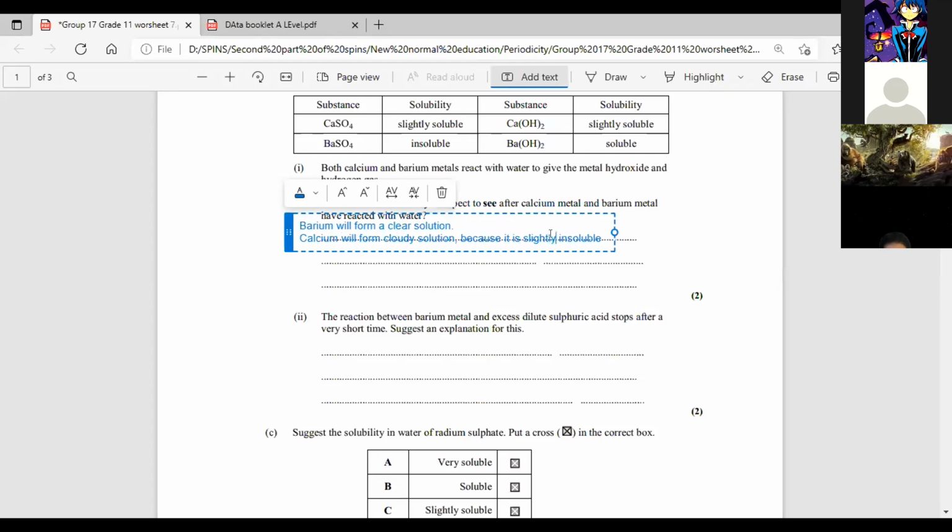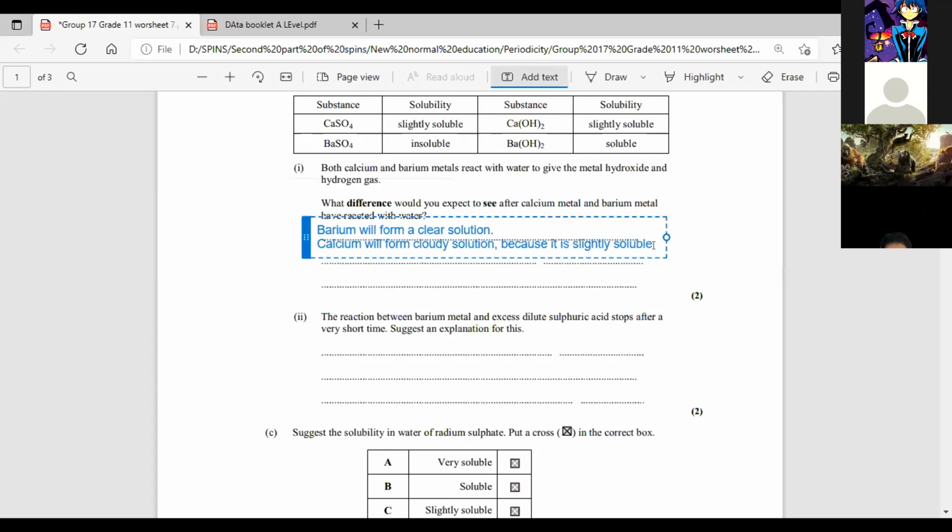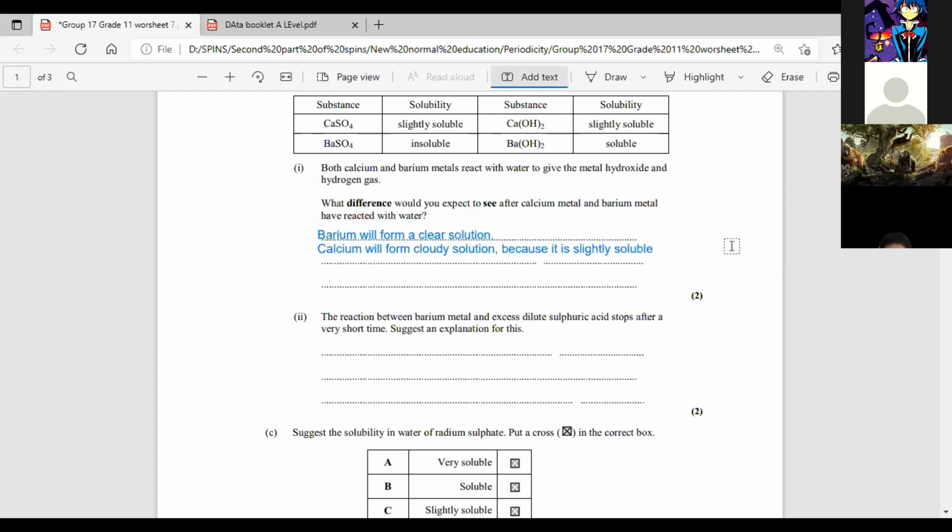Okay, slightly soluble. So it is not completely soluble, but it is partially. What is meant by partially? Some fractions can dissolve, some fractions cannot dissolve.